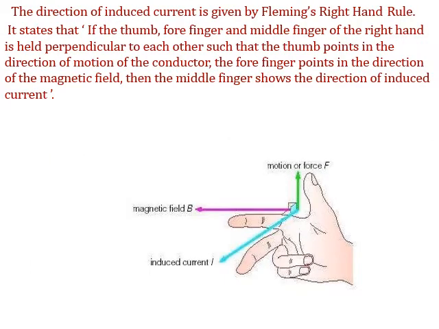The direction of induced current is given by Fleming's right-hand rule. It states that if the thumb, forefinger and middle finger of the right hand are held perpendicular to each other, such that the thumb points in the direction of motion of the conductor, the forefinger points in the direction of the magnetic field, the middle finger shows the direction of induced current.